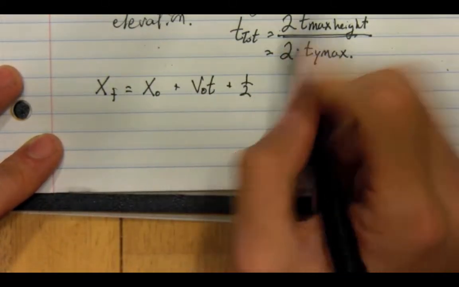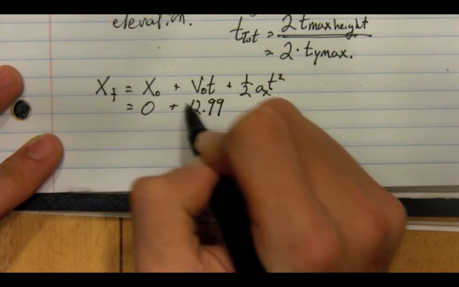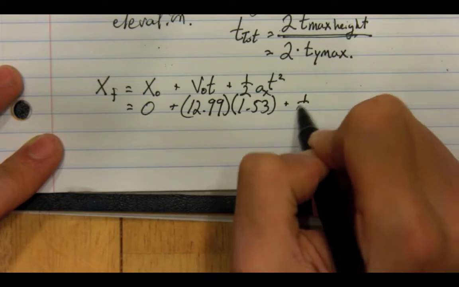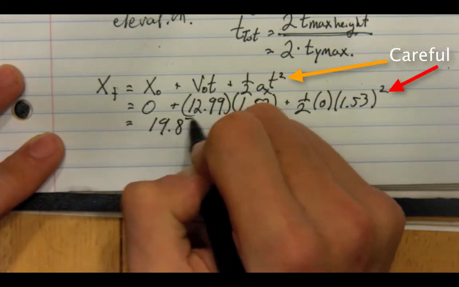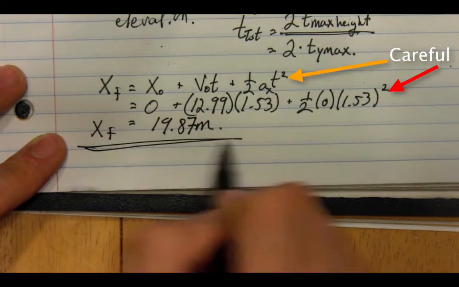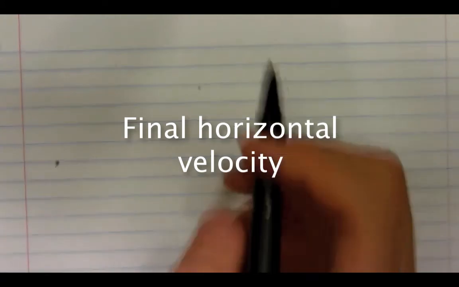I'm going to start off with a kinematics equation. And then I'm going to fill in all of the necessary values. To get my final answer of 19.87 meters. Final horizontal velocity.